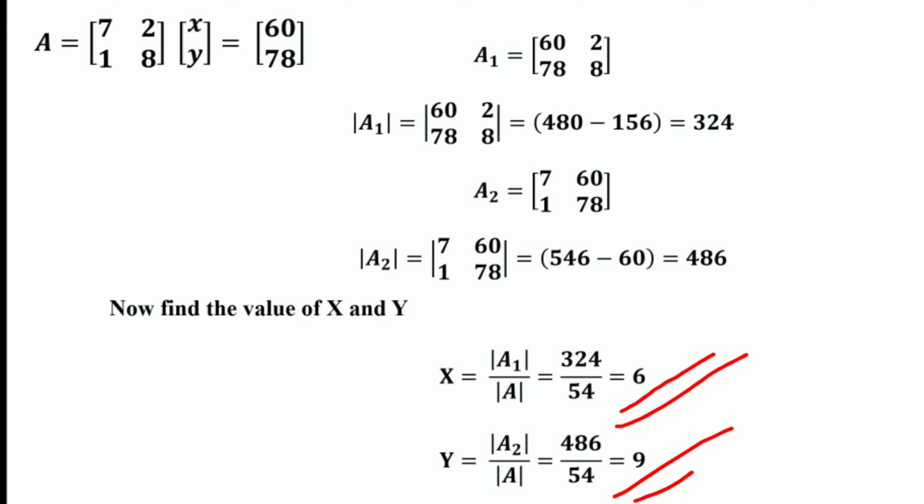So the value of x is equal to 6 and the value of y is equal to 9, which we found by using Cramer's rule method.